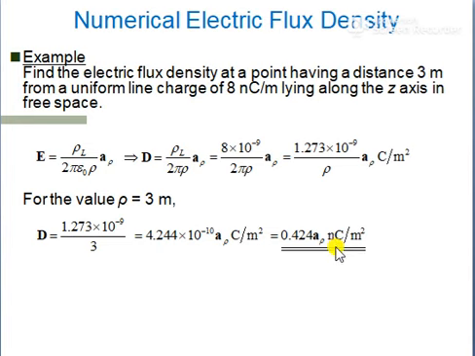So hence this is an example on electric flux density at a point due to a uniform line charge distributed along the z-axis. Right. Now one more problem we will see here.